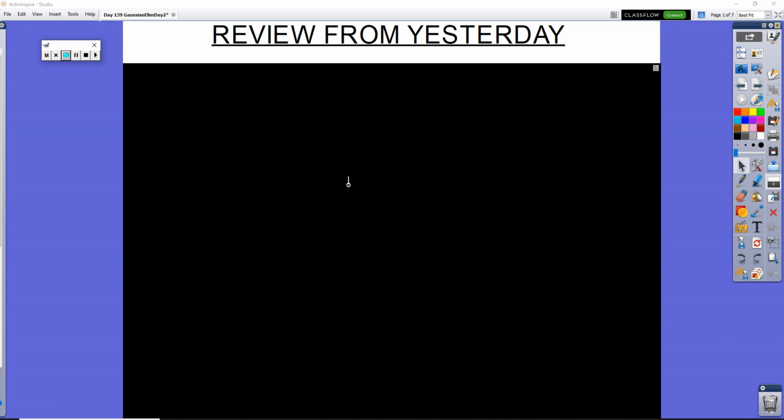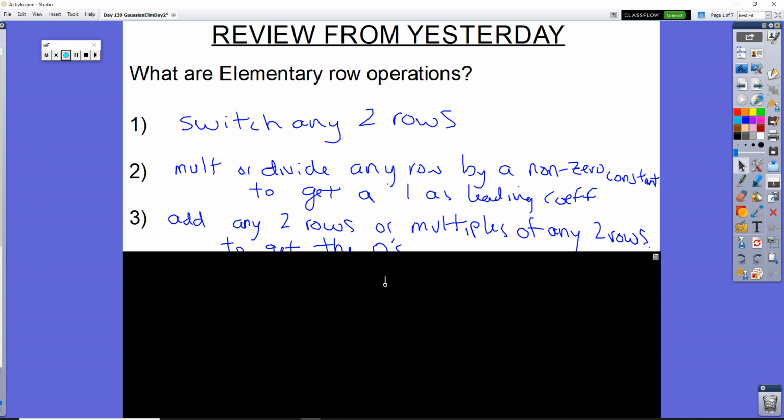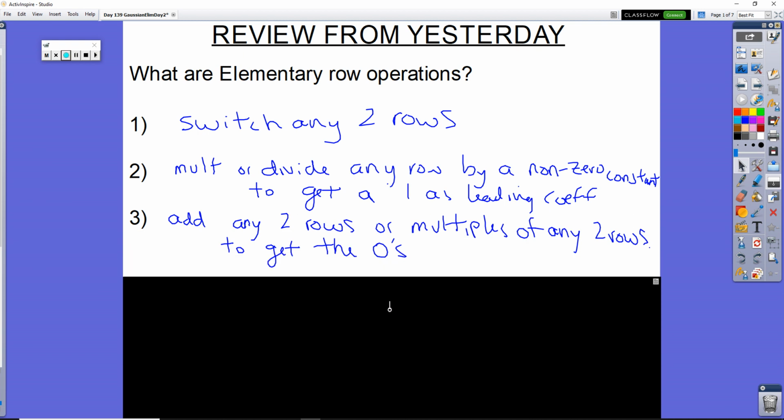So let's start with a quick review of yesterday's notes. We were talking about this process called Gaussian elimination, and Gauss said that there were three things that you could do to help you get the process rolling along. One of those steps is you could switch any two rows at any time. This would be done if you figured out that it would help you in some way.